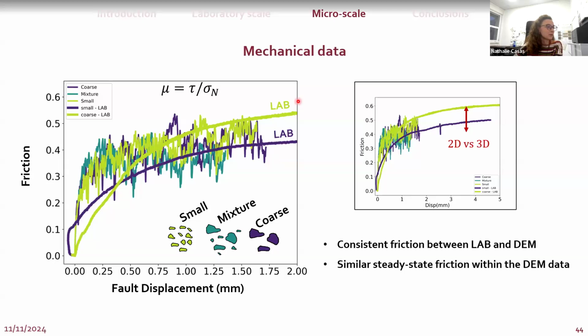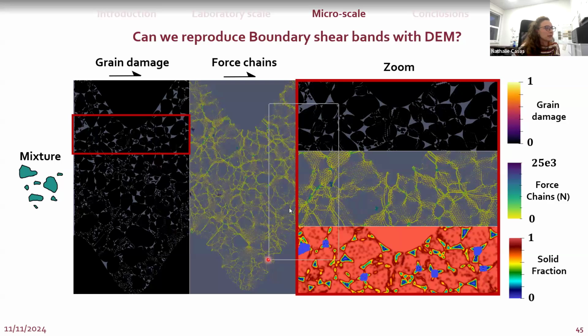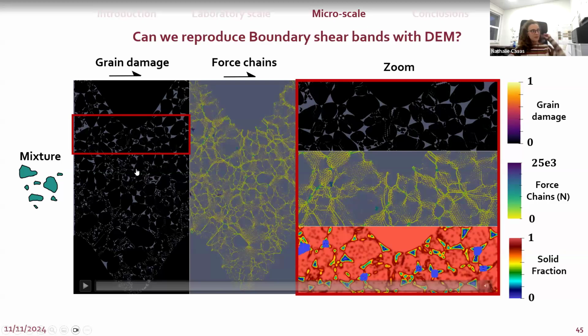What we see is that for the first two millimeters, we have a very good agreement for the friction. But when we shear our numerical fault more, we still have an offset coming from the 2D of the numerical modeling versus the 3D of our laboratory experiments. And we know that without this third dimension, we will always have a lower friction coefficient. Now, can we really reproduce the boundary shears that we had in laboratory experiments?